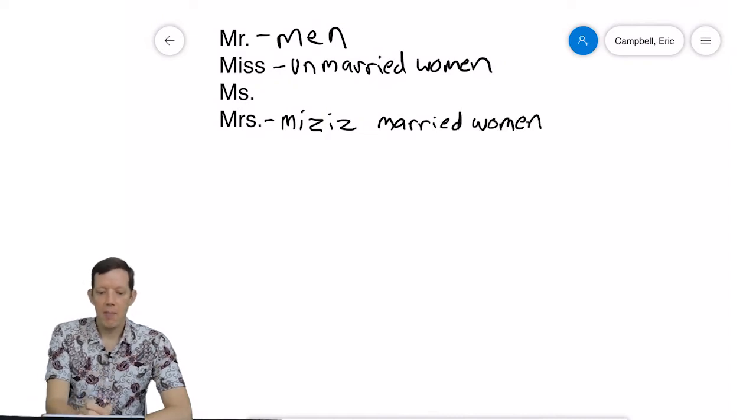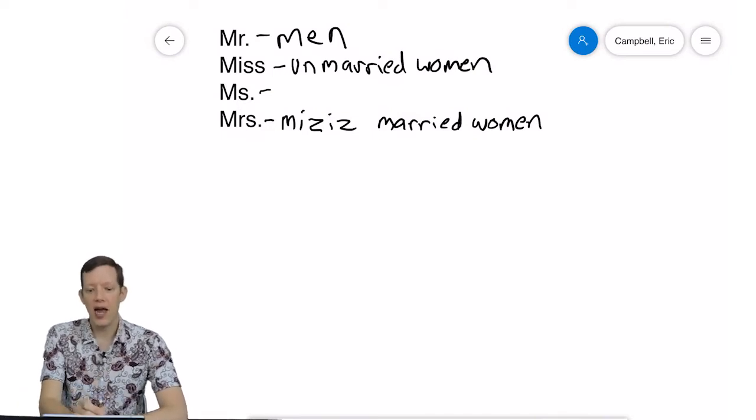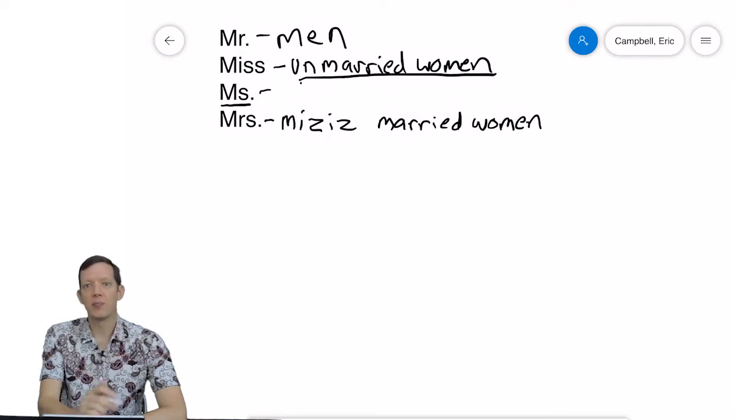All right. And Ms, you can kind of think of as everything else. So for Ms, you might use it if the person is not yet married, but if she is not very young, so maybe a 40 or a 50-year-old woman, you wouldn't call her Miss anymore. It would be more polite to call her Ms. It could be someone who has been divorced, or maybe their husband has died. They would also often go with Ms. But most often we use Ms if we don't know whether the woman is married or unmarried.